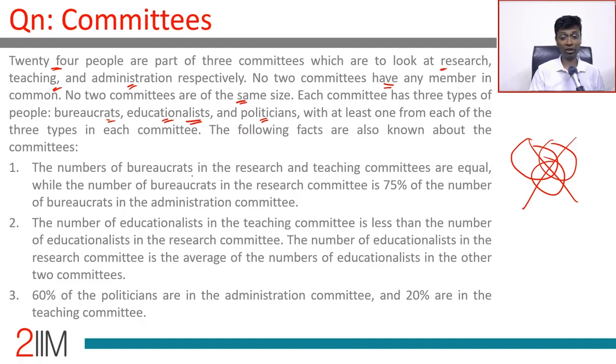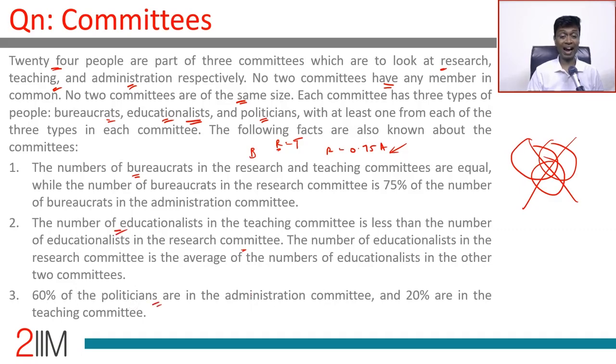The number of bureaucrats in research and teaching committees are equal. So bureaucrats, research equal to teaching. Well, the number of bureaucrats in the research committee is 75% of the number of bureaucrats in the administration committee. So this is 0.75 of admin. The number of educationalists in the teaching committee is less than the number of educationalists in the research committee. And the number of educationalists in the research committee is the average of the number of educationalists in the other two committees. So something about educationalists, something about bureaucrats, something about politicians.